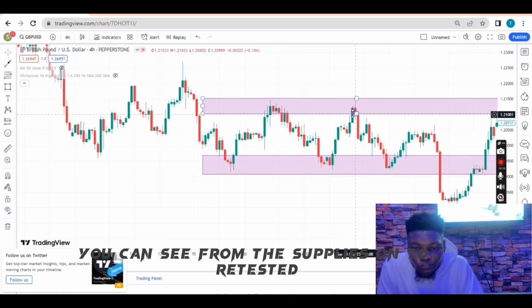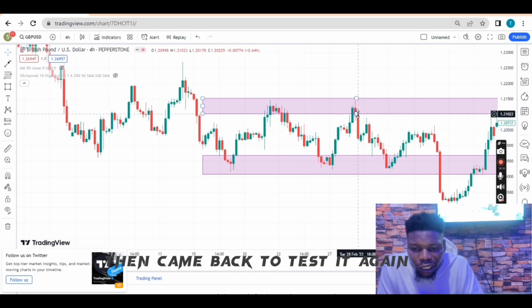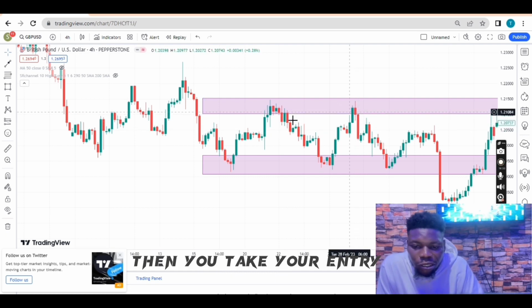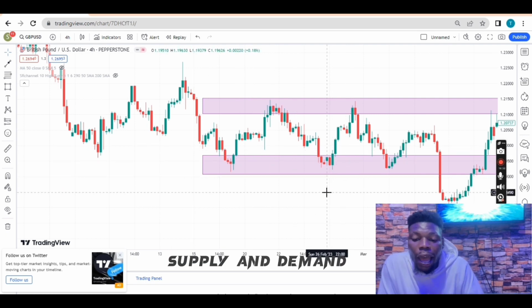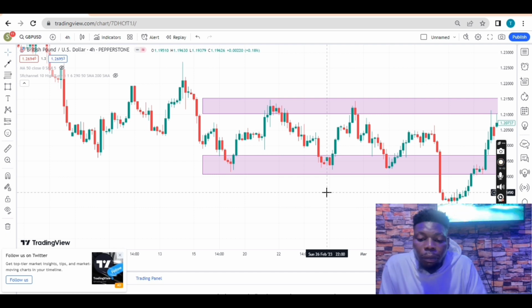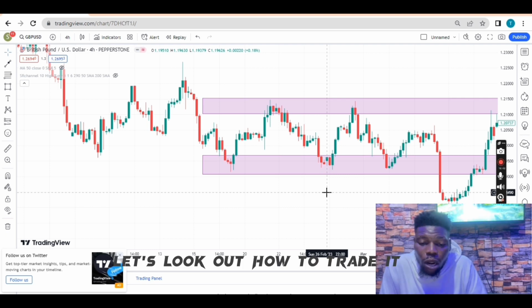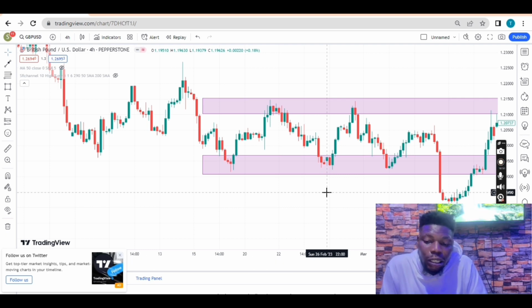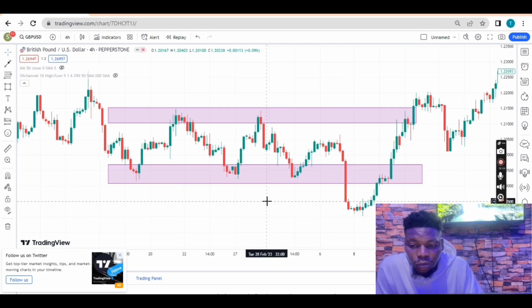You can see from the supply zone too, it retested, then broke it, then came back to test it again, then you take your entry. So that's just all about supply and demand. That's how to trade it in a ranging market. So let's look at how to trade it with the breakout strategy.